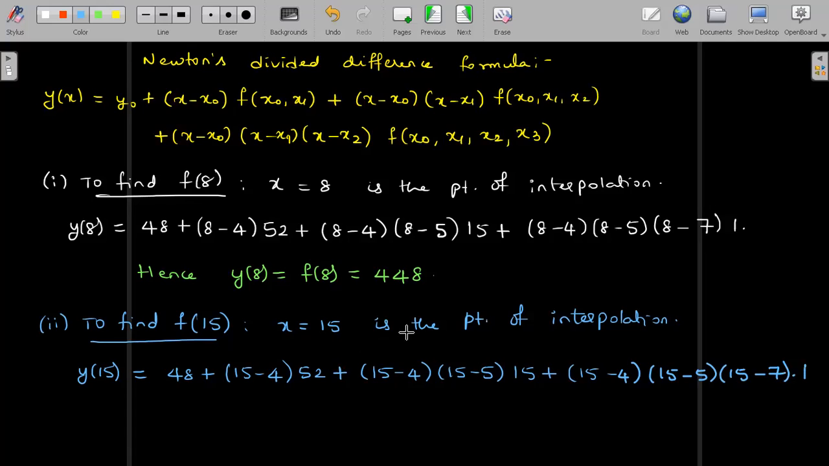I don't have to again look into the table for all these values. As I mentioned here, x is equal to 8 was the point of interpolation. Now it is x is equal to 15. So instead of 8, just replace it by 15 everywhere and then rewrite the values. With this, we can now write down the answer using calculator. Y of 15, or same as writing f of 15, is obtained as 3,150. So this is how a simple problem in Newton's divided difference can be obtained.